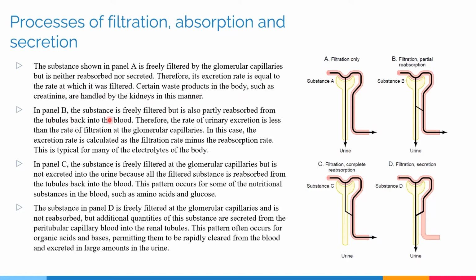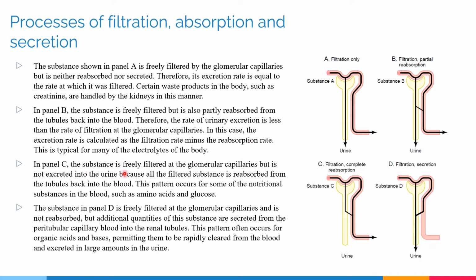In panel B, the substance is freely filtered but is also partly reabsorbed from the tubules back into the blood. So the substance first is filtered into the glomerular filtrate and then some of it is reabsorbed back into the blood. Therefore, the rate of urinary excretion is less than the rate of filtration at the glomerular capillaries. In this case, the excretion rate is calculated as the filtration rate minus the reabsorption rate. This is typical for many of the electrolytes of the body.